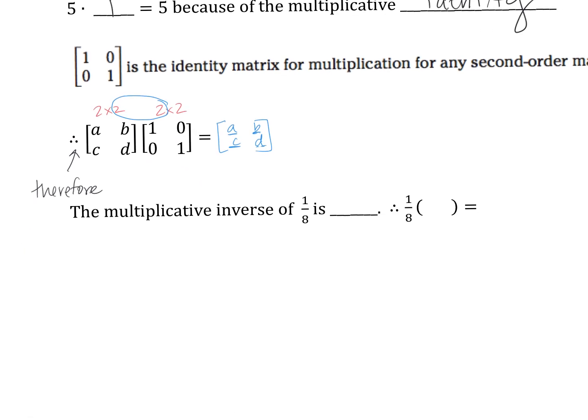Lastly, if this is an identity, 1/8 times what would get me, what am I looking for here? The multiplicative inverse of 1/8 is, well, a multiplicative inverse is just what can I multiply by to cancel each other out and get 1, and it's 8.